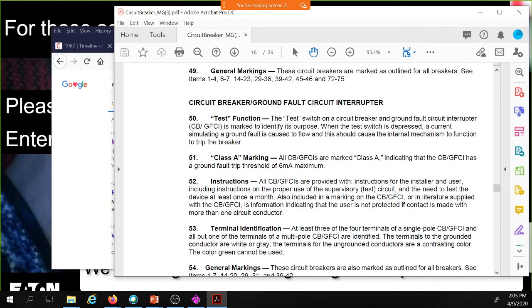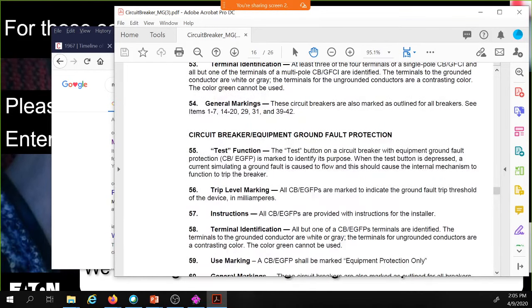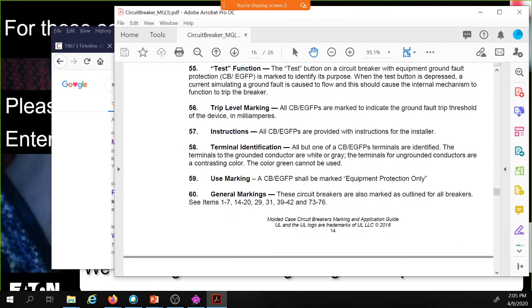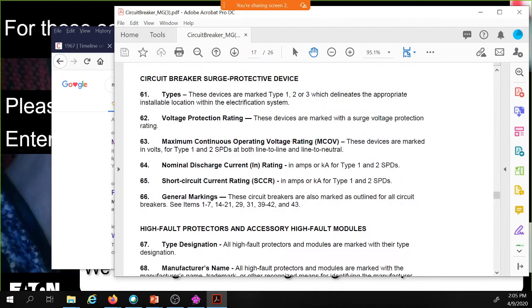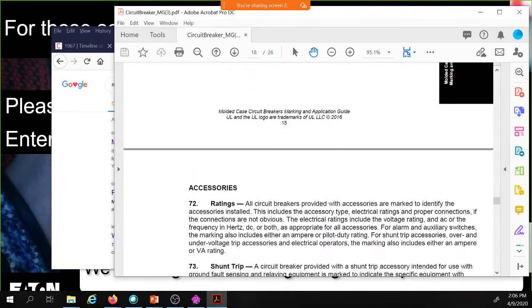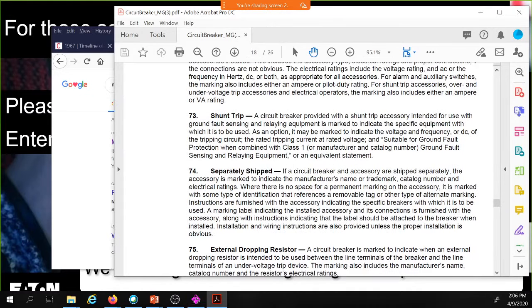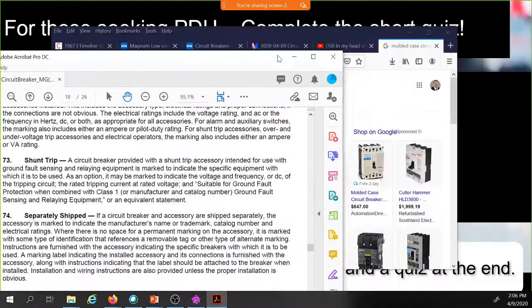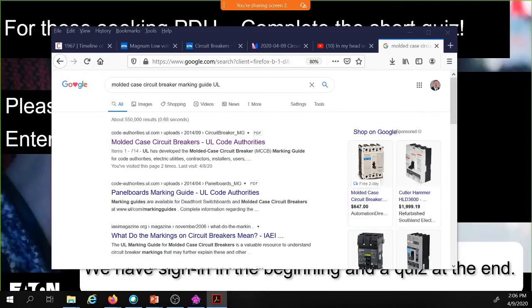It tells you all of the breaker's markings, anything that's a test function, trip level markings. So there's a lot of good information, and it helps you understand what those markings mean, and all of the different ratings. So it's a good reference for you. Again, all I do is I just Google it. I have it saved on my hard drive, but I just wanted to show you how to get to that.